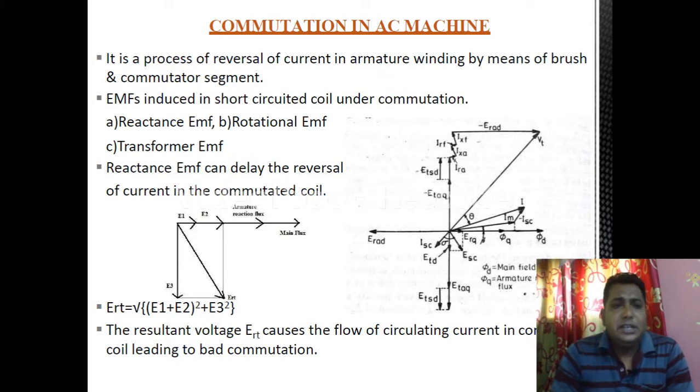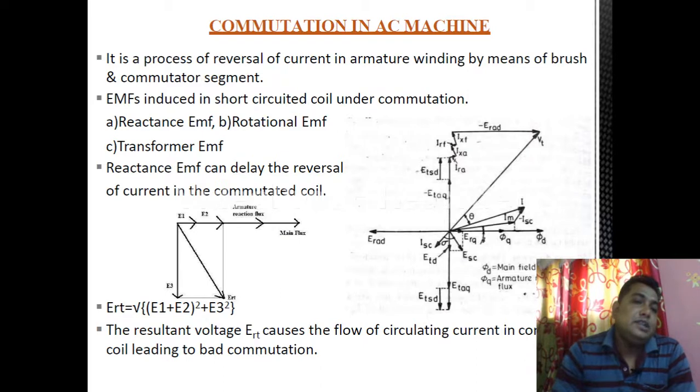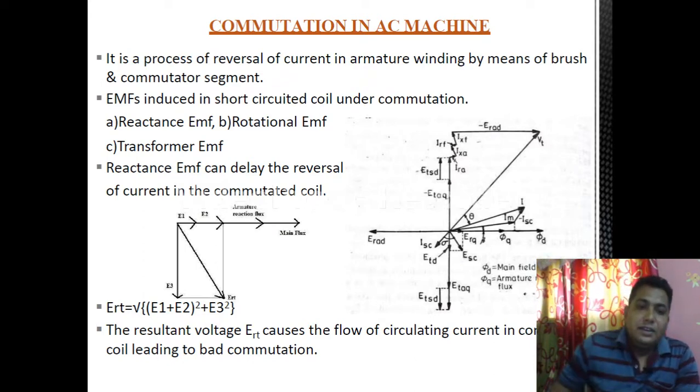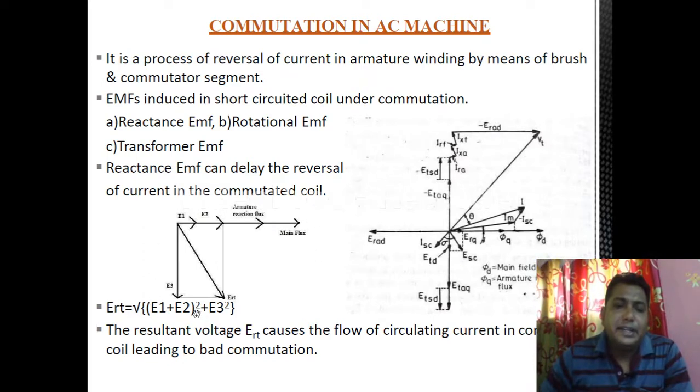Commutation in AC machine is the process of reversal of current in the armature winding by means of brush and commutator segment. The EMFs induced in a short circuited coil under commutation are the reactance EMF, rotational EMF and transformer EMF. Those EMFs are induced in the short circuit condition in the commutator. Reactance EMF can delay the reversal of current in the commutation coil. As you can see in the phasor diagram, these are the different EMFs that are induced.